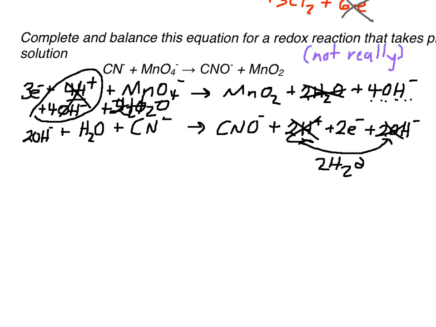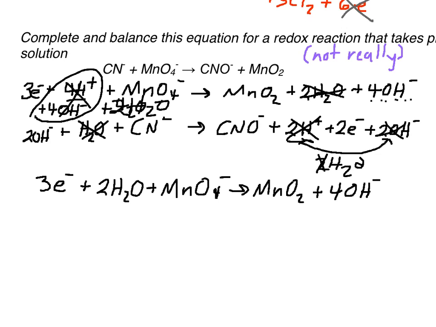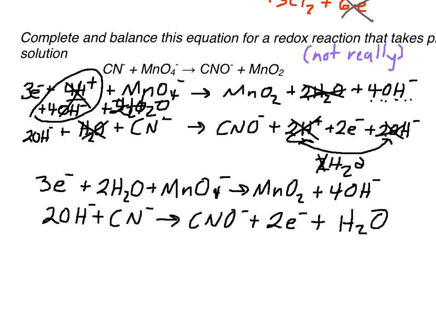So I'm going to rewrite my super messy equations here so we can see better what I just did. So here's my top equation and my bottom equation. Now to finish this up, I still need my 2 electrons to balance out, so I'm going to multiply my top equation by 2, my bottom equation by 3. And now I can take these 2 and I can add them together. So here we are all added together.